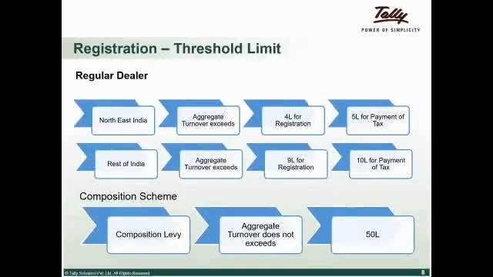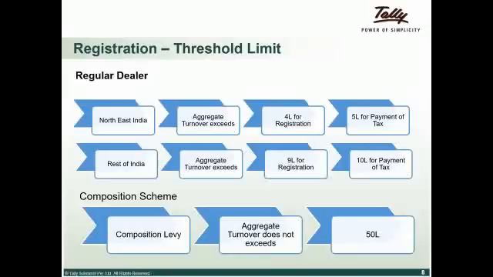So what is the criteria? The aggregate turnover should not exceed 10 lakh rupees. Now, we have said the change is going to be, instead of 5 lakh, 10 lakh, and instead of 10 lakh, 20 lakhs. Let's take a dealer in the rest of India whose aggregate turnover exceeds 20 lakhs. So now he has to register. Now he's got an option, right? If his aggregate turnover definitely exceeds 20 lakhs, he has to register.